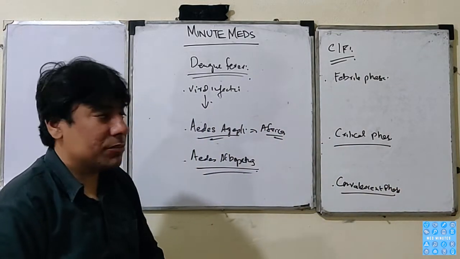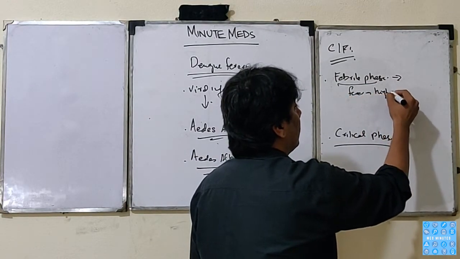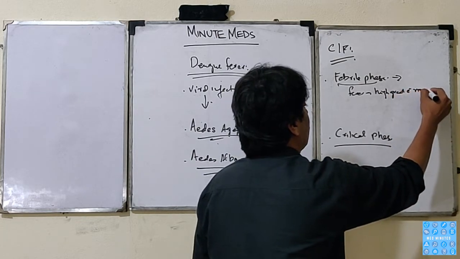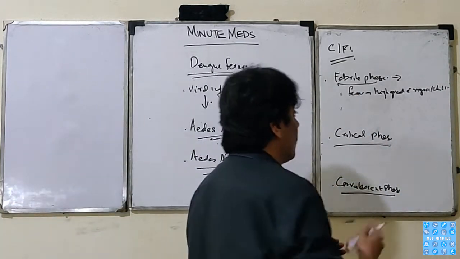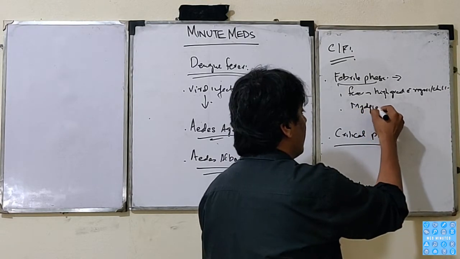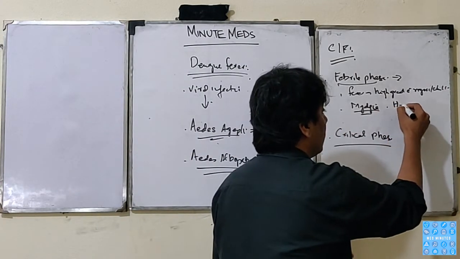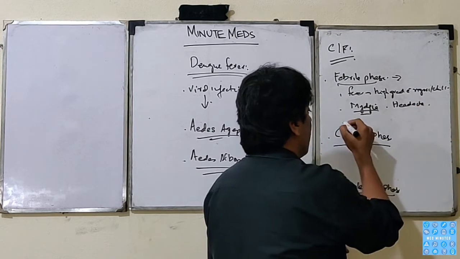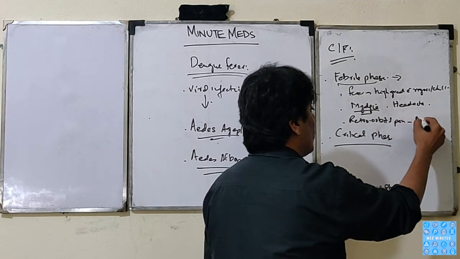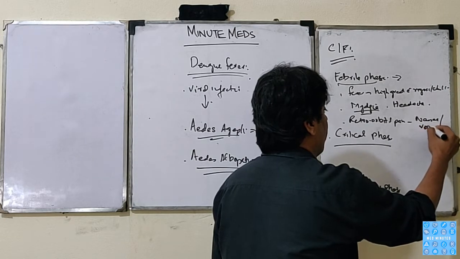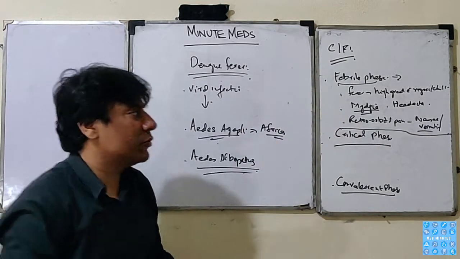The febrile phase, as the name suggests, the patient has high grade fever with rigors and chills, associated with two or more of the following constitutional symptoms: myalgias, sometimes called bone breaking fever, then headache and retroorbital pain, nausea or vomiting. This usually occurs initially for 2 to 7 days.